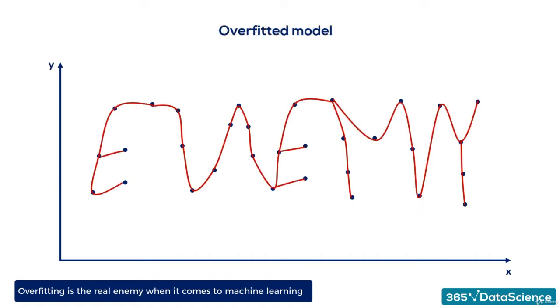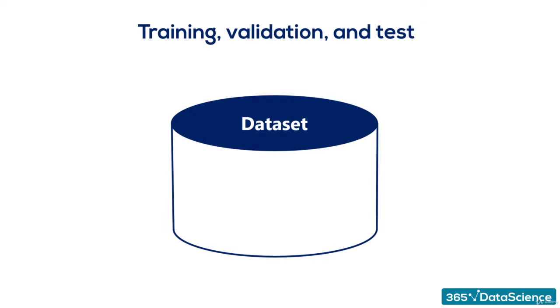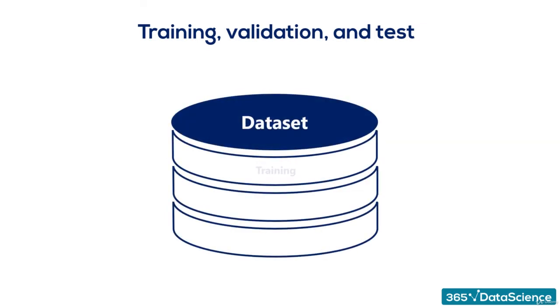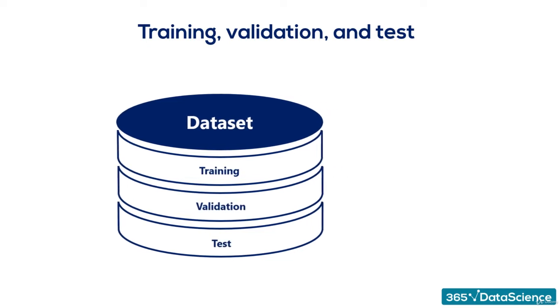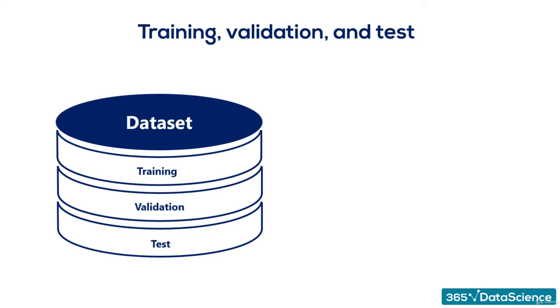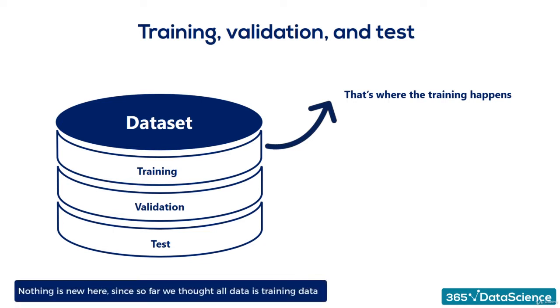Let's start with that. Usually, we'll be able to spot overfitting by dividing our available dataset into 3 subsets: training, validation, and test. The first one is the training dataset. As its name suggests, it helps us train the model to its final form. As you should know, that's the place where we perform everything we've seen until now. Nothing is new here, since so far, we thought all data is training data. But we intentionally labeled the Python variables training data instead of data in the exercises.